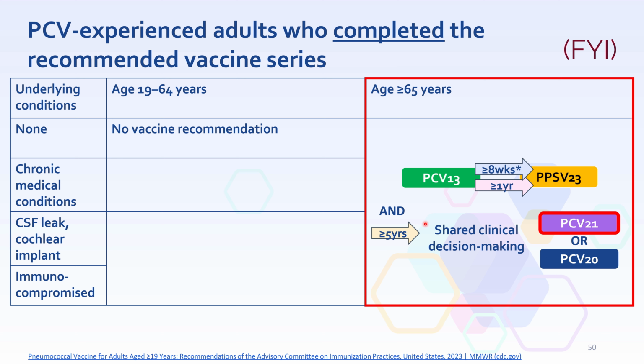So this is essentially a shared clinical decision making. So you can discuss with the patients potential benefits of these vaccines, and if their insurance covers it, for example, or if they're willing to pay out of pocket, they may receive PCV21 or PCV20 at least 5 years after that PPSV23. And PCV15 is not on this because those two extra serotypes is probably not worth the trouble. But PCV20 and 21 give enough additional serotypes that they may be considered as part of shared decision making.